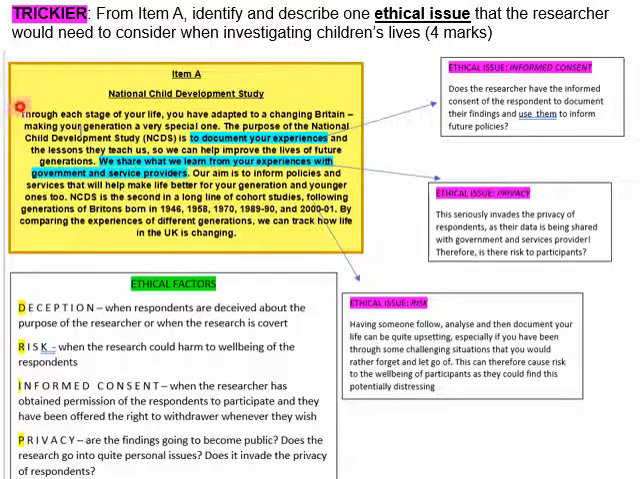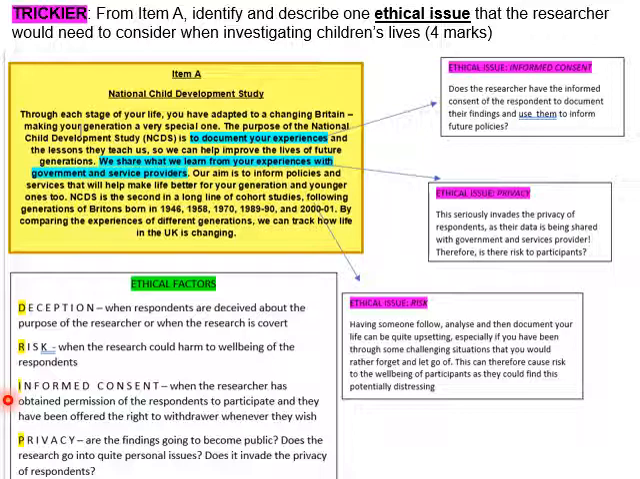So let's just remind ourselves of what the ethical issues are. So deception, so if someone is deceived or lied to about the purpose of the study, and this is really relevant when we do covert observation. Risk, so when the research could harm the well-being of respondents, so is there any psychological harm that could be evoked here? Informed consent, so this is when the researcher has obtained the permission of the respondents to participate, and they've also offered the participants the right to withdraw whenever they wish.